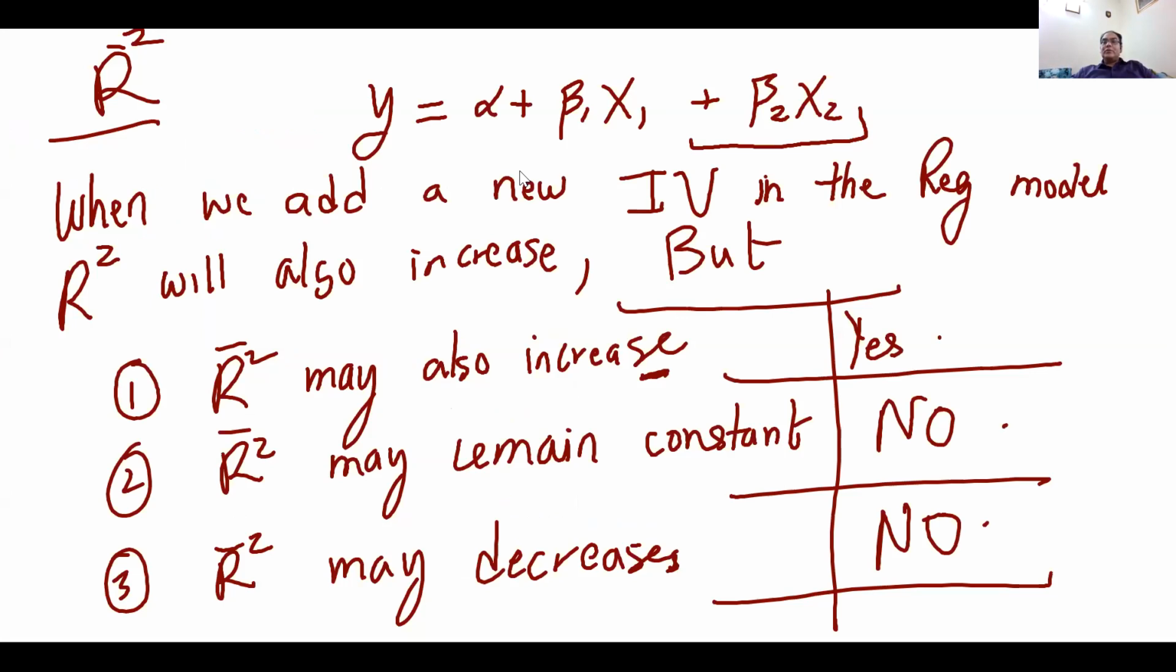Before going to the new concept, I hope this is clear that when we add a new independent variable in the regression model, R square always increases. But adjusted R square may increase, may remain constant, or may decrease. If it remains constant or decreases, we should not keep the new variable in the model. However, in the first case, we can keep it. The demonstration I already showed you.